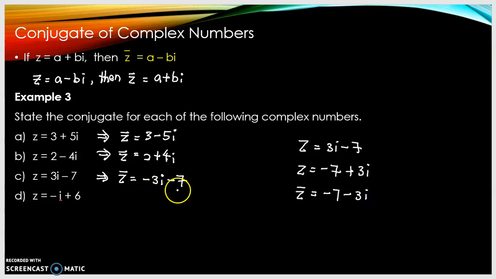So from this example, you have to remember that for conjugate, the change is only on the imaginary part. So for the imaginary part, from 3i, now it will become negative 3i. The value of a remains the same. In this example, the value of a is negative 7, so it will remain the same. Finally, for question D, conjugate of z. So z is equal to negative i plus 6. So the conjugate of z is positive i plus 6.